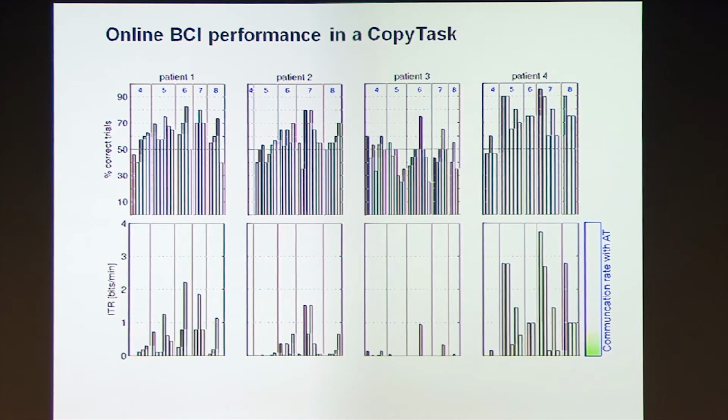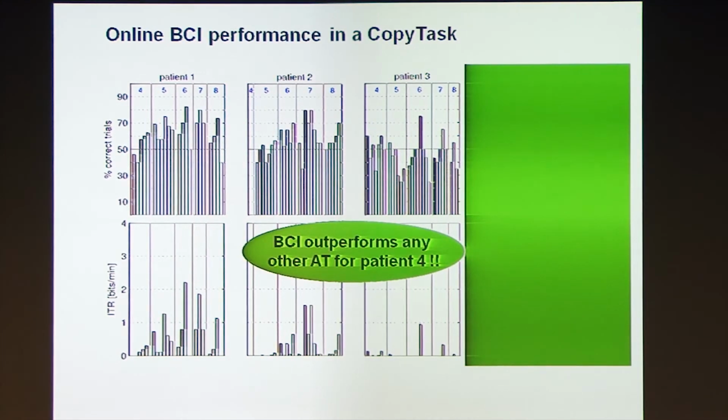And so then here's the information transfer rates. And so you can actually see that for these patients, the BCI didn't do much. But for this one, who was actually the one that suffered most, we could actually have a communication rate through BCI that was faster than with his assistive technology. Okay, so in that case, BCI outperformed other assistive technology.